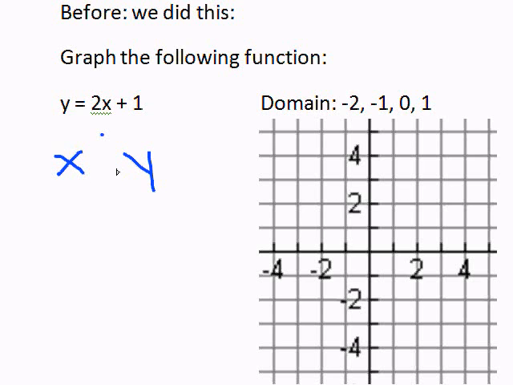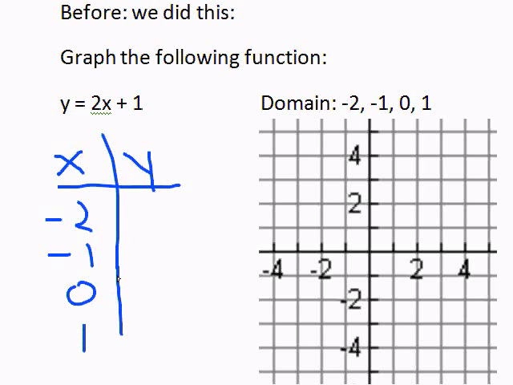We made an xy table. We put our domain values, negative 2, negative 1, 0, and 1, on the left-hand side, and we found the y values on the right-hand side. So we plot our points, negative 2, negative 3, negative 1, negative 1, 0, 1, and 1, 3. We didn't connect the dots because our domain were these independent little points.